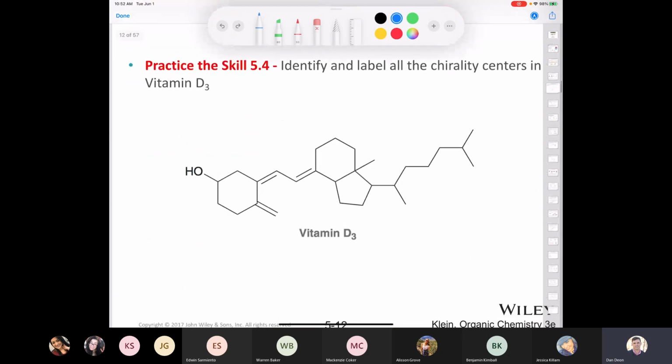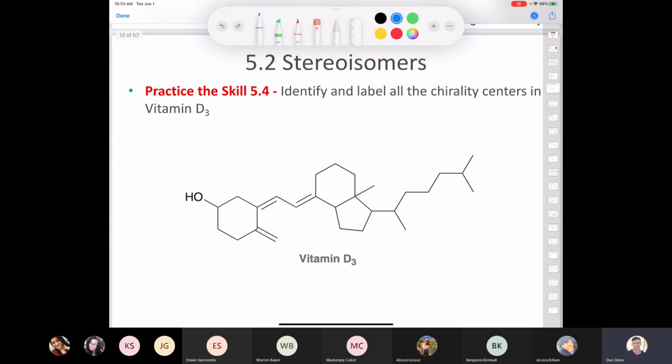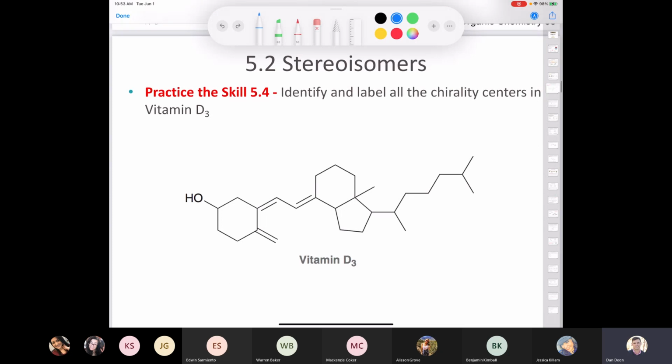Well, I'm really grateful for how well you guys are answering these questions. This, I would say, is a tricky question. The first time you see it, not a trick question, but a tricky question. Could anybody identify how many chiral centers are in this? I'll give you a second to look at it. I'm going to take a drink of water.